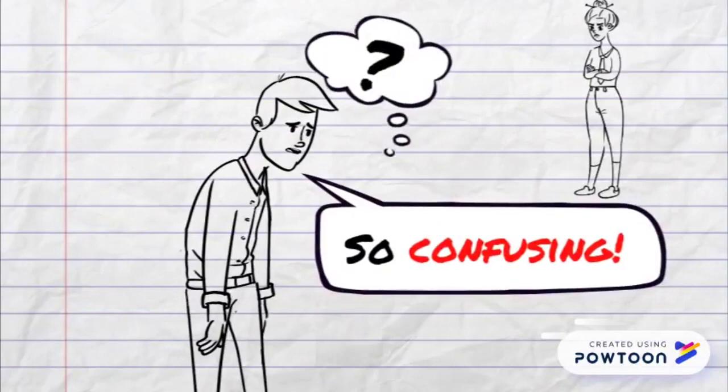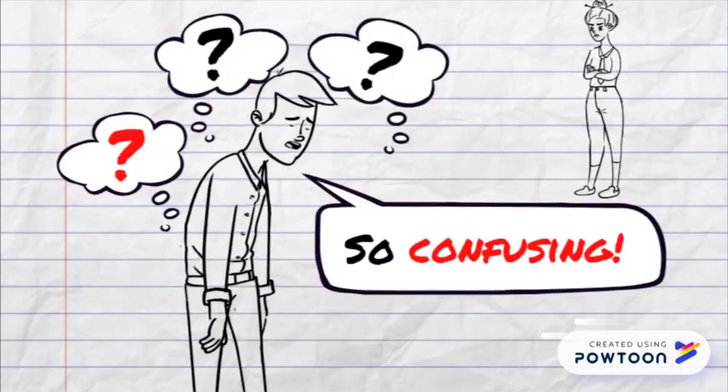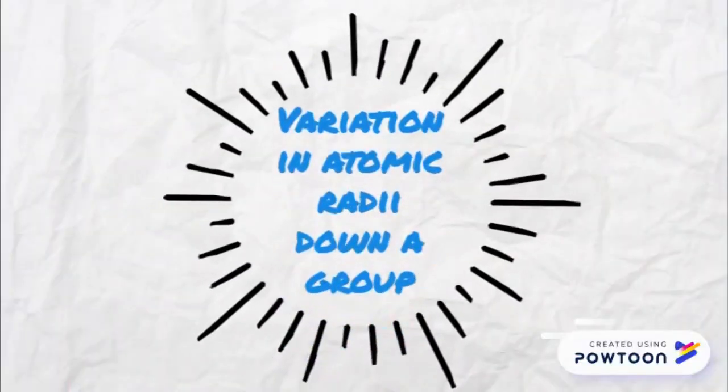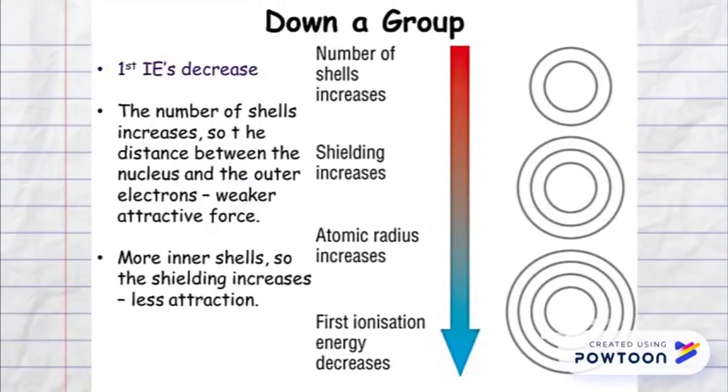But wait! What do the ZEF and shielding effect have to do with the variation in atomic sizes down a group? Don't worry, we'll get to that part very soon. But before that, have a look at this brief explanation regarding the different changes that occur going down a group.